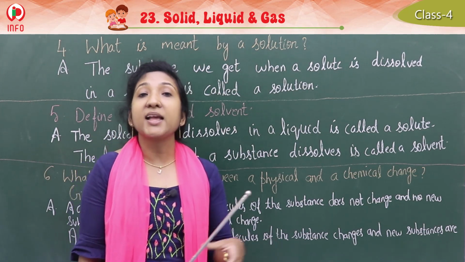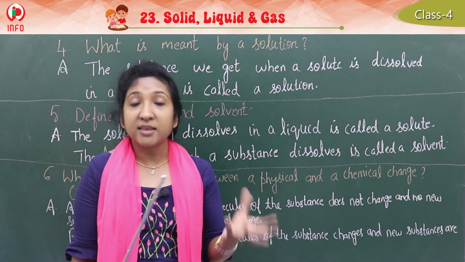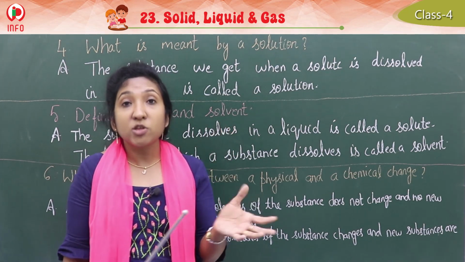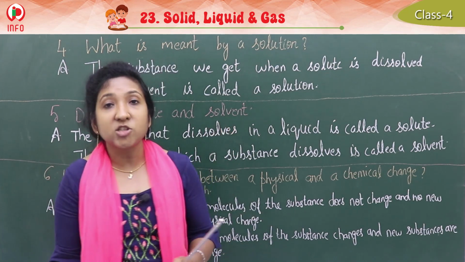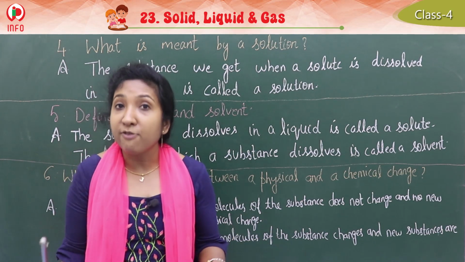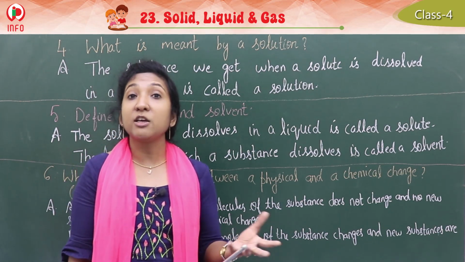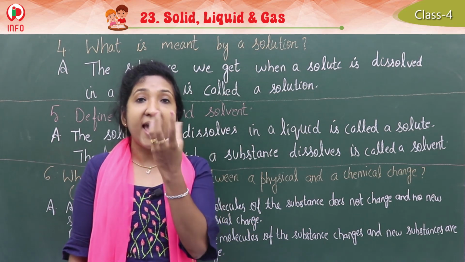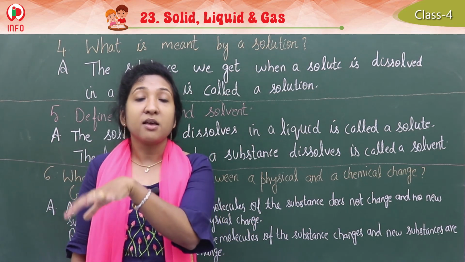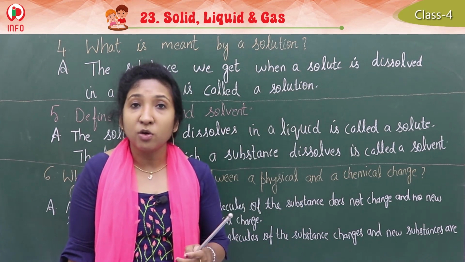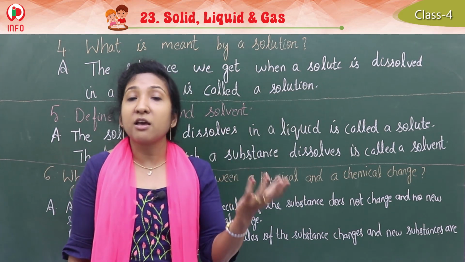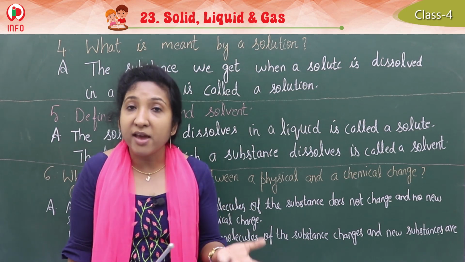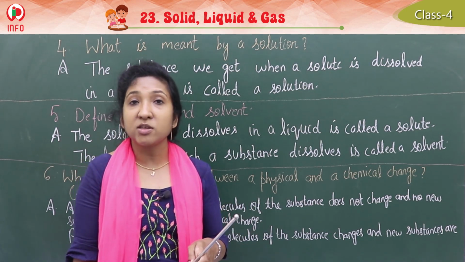Now what is a chemical change? Yes, a change in which new substances are formed and nature of the molecules of substance gets changed. Rusting of iron is an example. Burning of wood, when we burn the wood, it forms ashes and smoke, isn't it? That again we cannot convert into wood. Yes, so burning of wood is an example of chemical change. Rusting of iron is an example of chemical change.